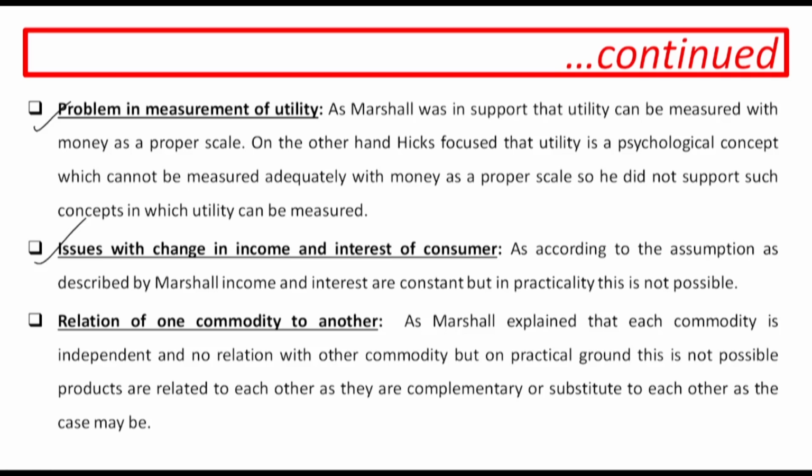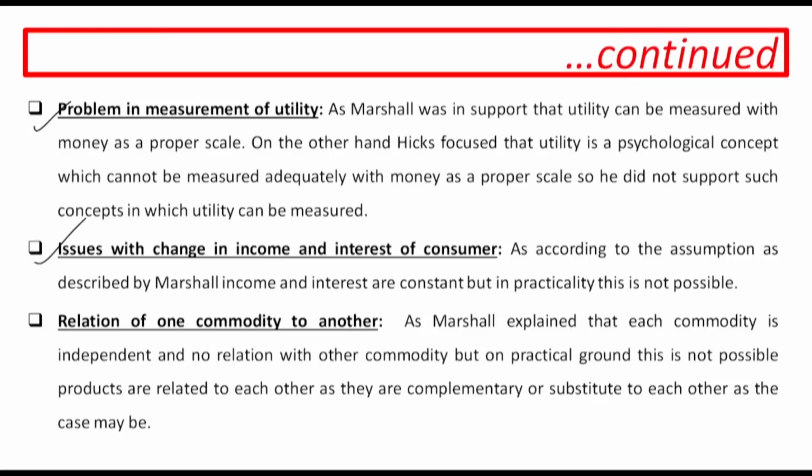Next, issues with changes in income and interest of the consumer. This law assumes income, fashion, price, interest, taste, likes, everything to be constant. But in the real world, can anyone say that my income will remain this, or my preference will only be this? No. With the passage of time, with the development of the economy, with changes in everything in this world, nothing is static. Everything gets changed. So the liking, disliking, preference, income, everything of the consumer gets changed with the passage of time.